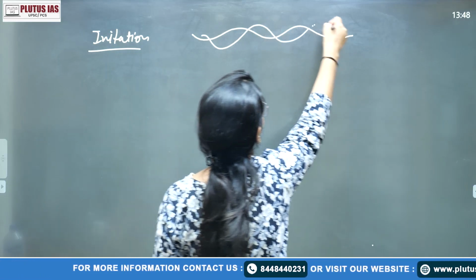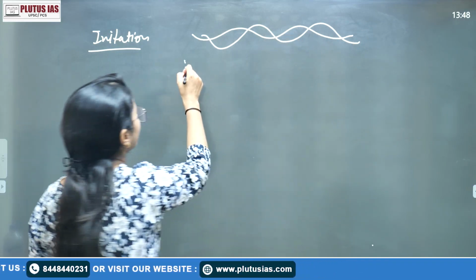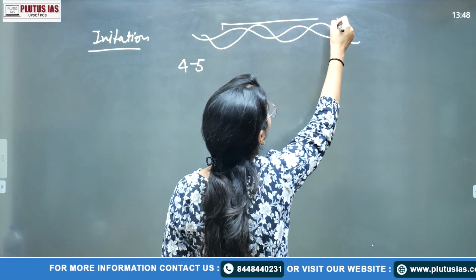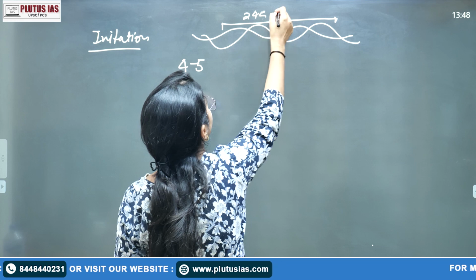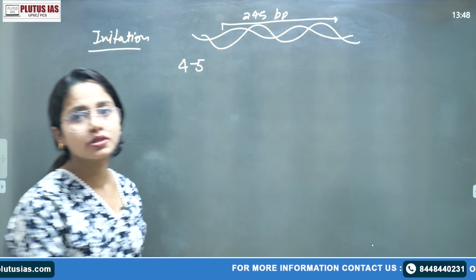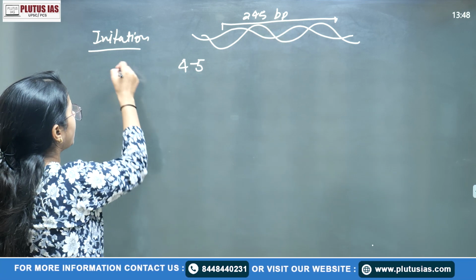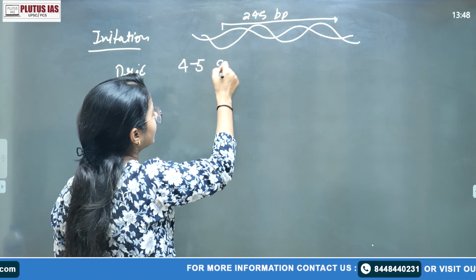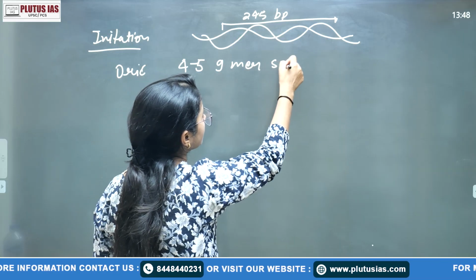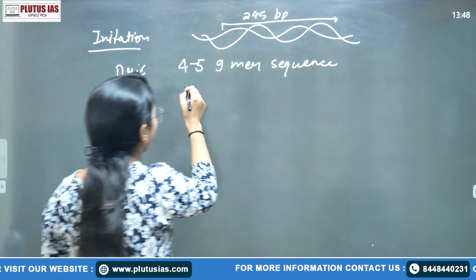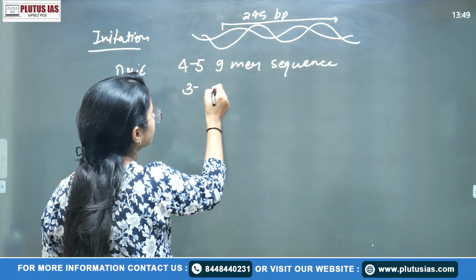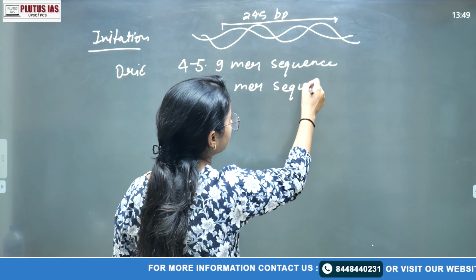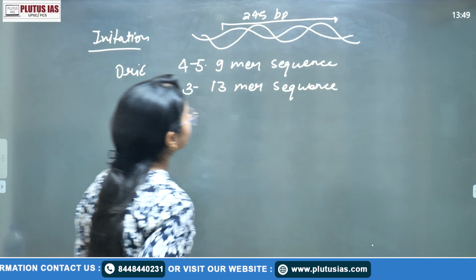So this is your DNA strand. In that DNA strand there are around 245 base pairs. You can also say that is the ORI site. Actually, the ORI site has two main things: 4 to 5 9-mer sequences, and 3 13-mer sequences. Do not get confused. I'll explain it in a very simple way.